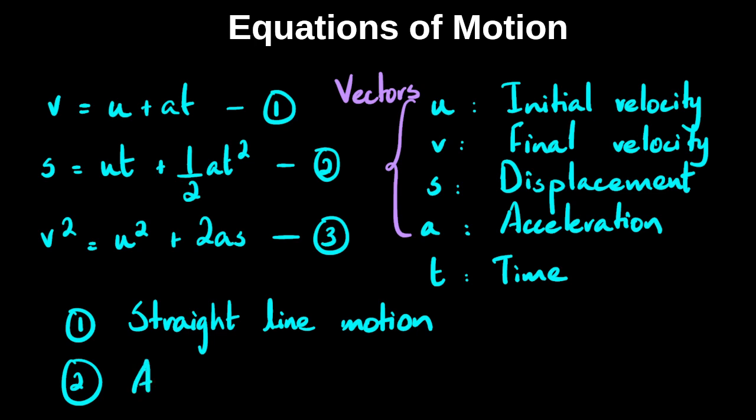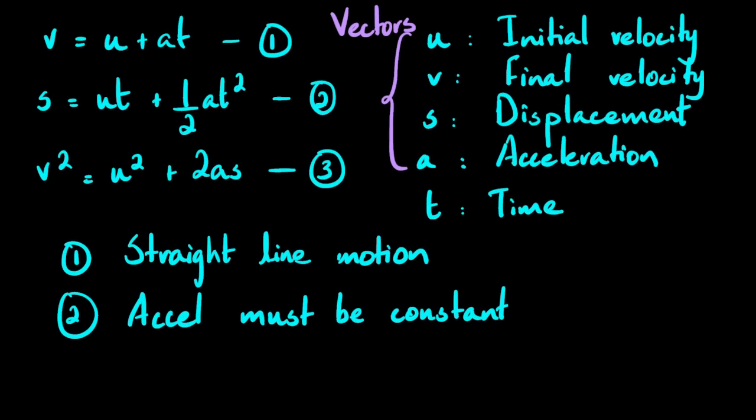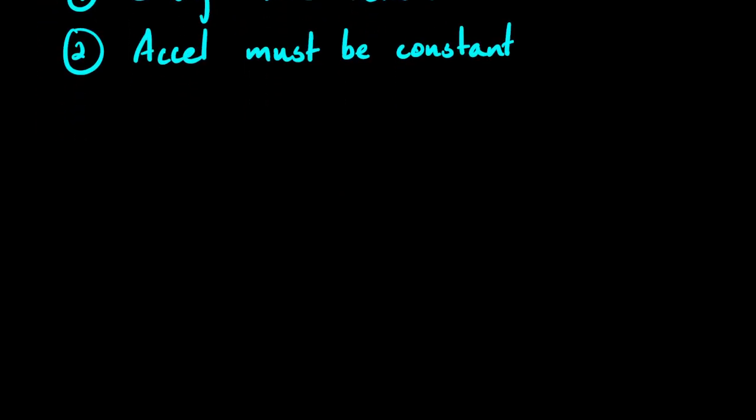The other one is that the acceleration must be constant, right? So that acceleration or the deceleration for that matter has to be constant in its magnitude, in its direction, because acceleration is also a vector quantity. Whenever it's not constant, you cannot use the equations of motion any longer. So let's have a look at some of these examples.